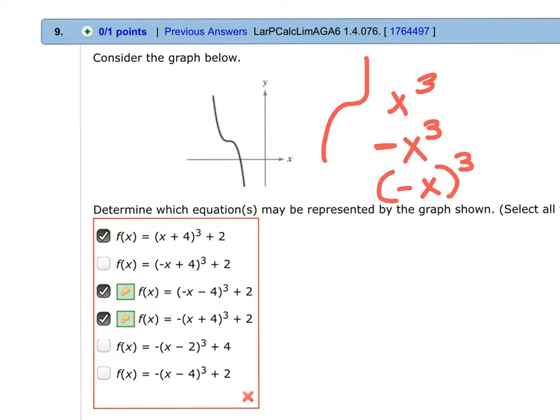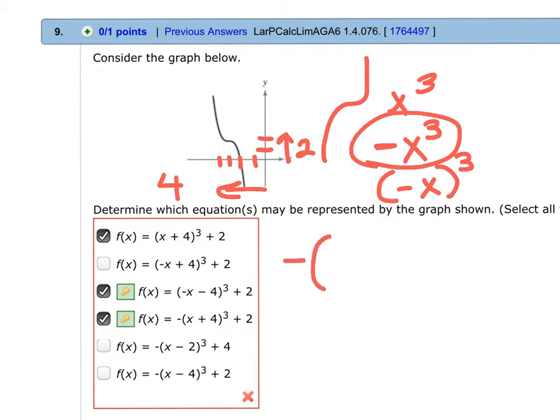And then what else do you know about the shifts? It goes up, which looks about 2, and it goes left, right? 3, 4. So it looks like my shift left is 4 and up is 2. On a test, you'll have little tick marks, so you'll know exactly what those are, okay? So if I'm using this one, then a left would be x plus 4 cubed and up 2. So I would look to see if that's in the list there, and that's not that one, sorry.